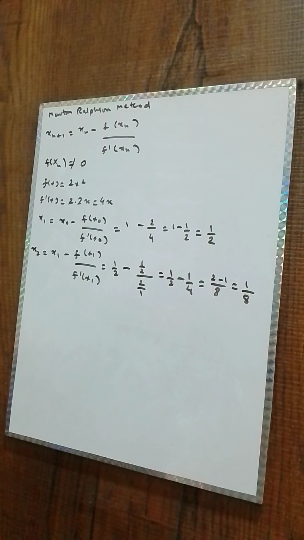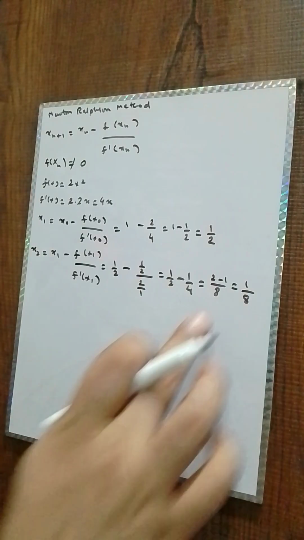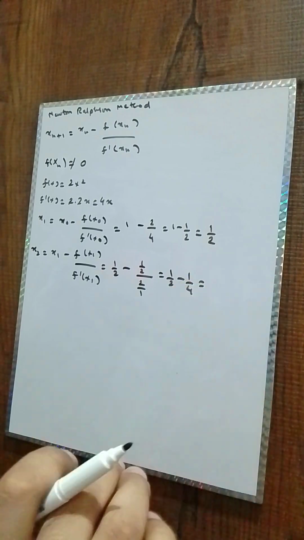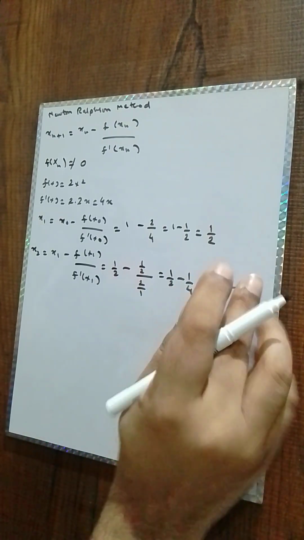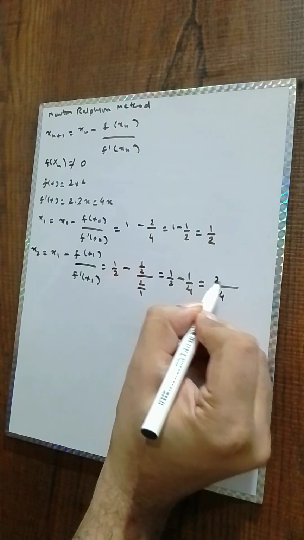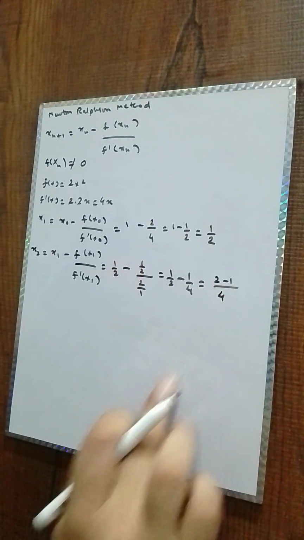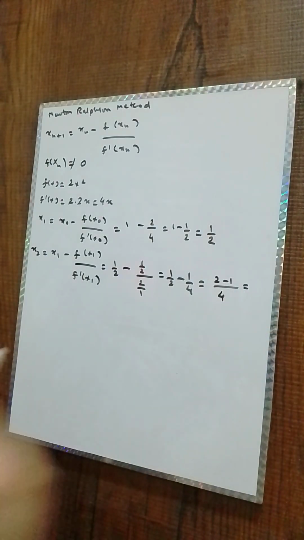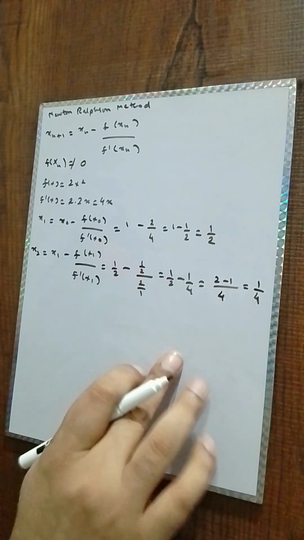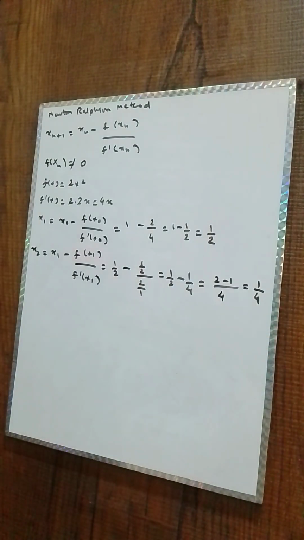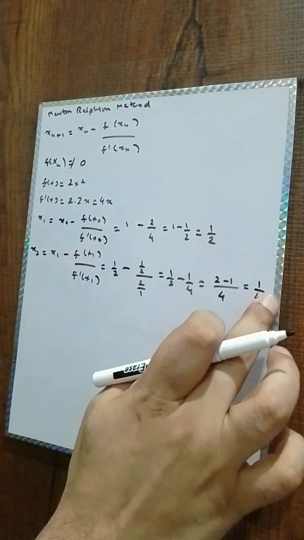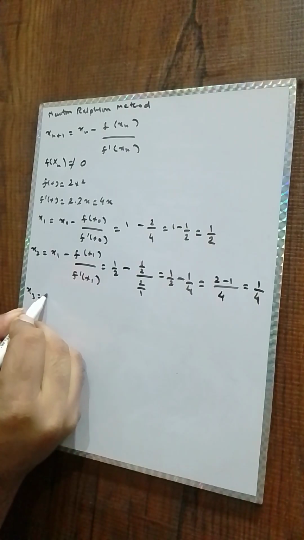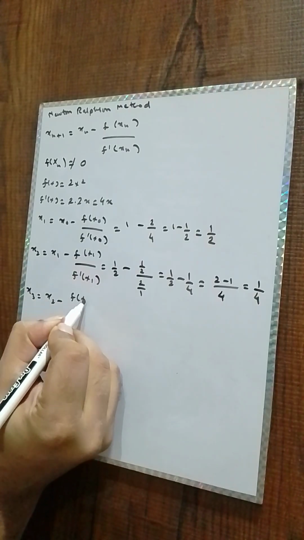Sorry, once again. Oh, sorry, the LCM is not 8, but it's 4 here. 4 and 2 minus 1 by 4, which means 2 by 4, which 2 minus 1 by 4 is 1 by 4. Yes, so we're shrinking. So 1 by 2, 1 by 4, and now x3 would be x2 minus f at x2 by f prime at x2.